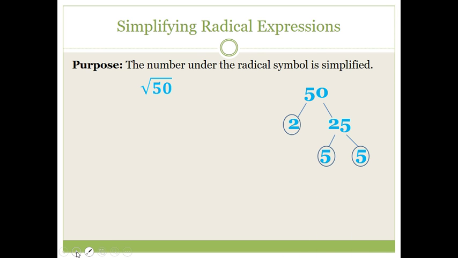All right, so 2 times 5 times 5 is 50, and 2 and 5 are our prime numbers. So we're going to go ahead and use that to rewrite the square root of 50 as the square root of 2 times 5 times 5. All right, because I haven't changed anything here, right? This number under here is still 50, which is what we started with.